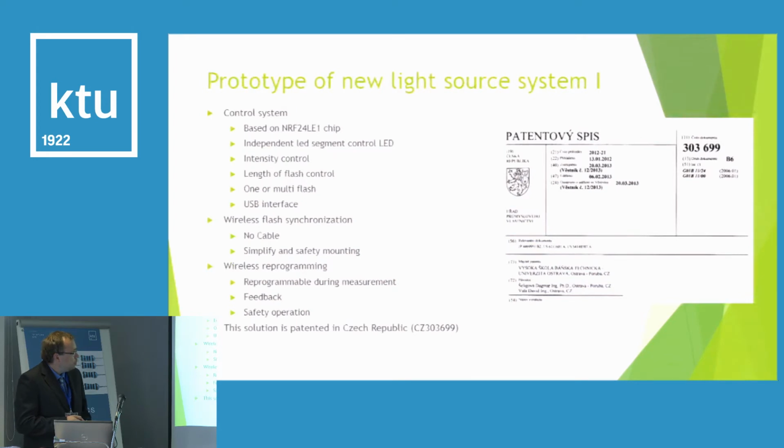So we base this control system on a small chip from Nordic Semiconductor with a radio communication transceiver inside to communicate with the upper part with the camera. Like I said before, it can control the intensity and length of the flash, and another or multi-flash with the laser. It's not exactly a flash because it's only switching the lasers on and off, but for a short time, we can say it's close to a flash.